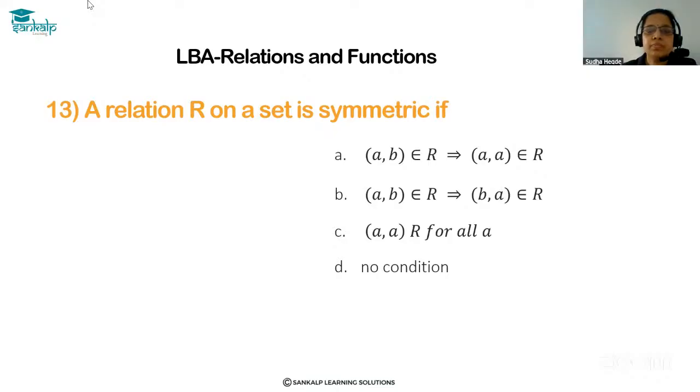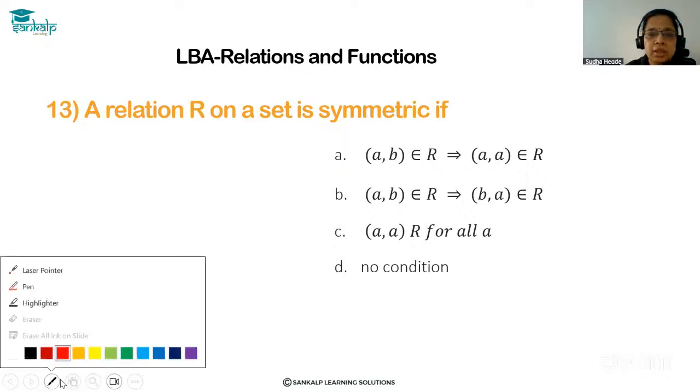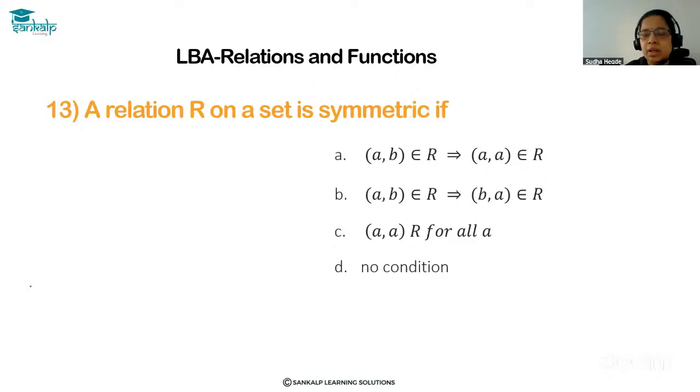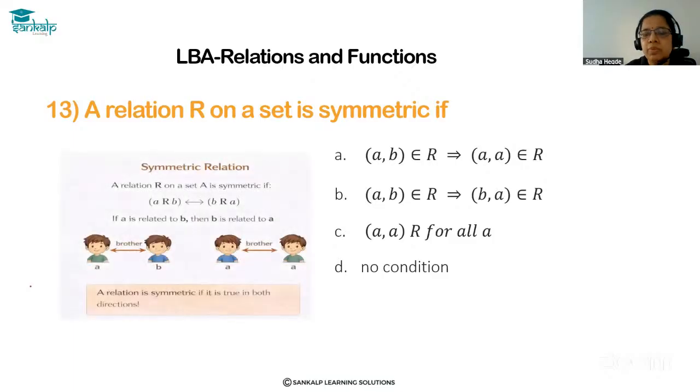Hi students, the question is: a relation R on a set is symmetric if option A, (a, b) belongs to R implies (a, a) belongs to R. Option B, (a, b) belongs to R implies (b, a) belongs to R. Option C, (a, a) belongs to R for all a. Option D, no condition. Okay, so you should remember the definition of symmetry.